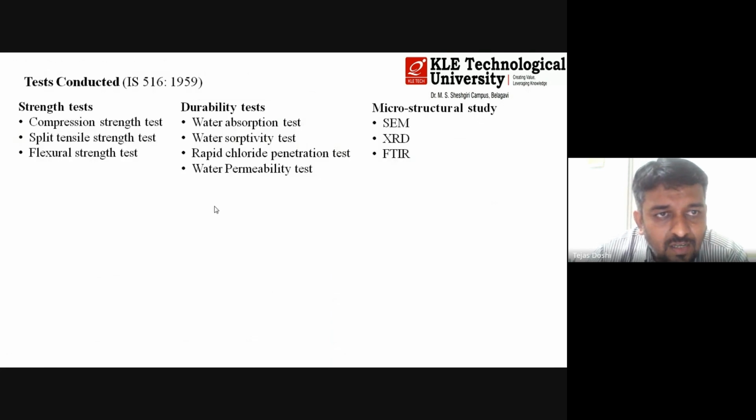Coming to the next one, the different tests conducted as per the code IS 516 are the strength tests: compression, split tensile and flexural strength test. Durability: we have water absorption, water sorptivity, rapid chloride penetration and water permeability test. And microstructural studies: SEM, XRD and FTIR.